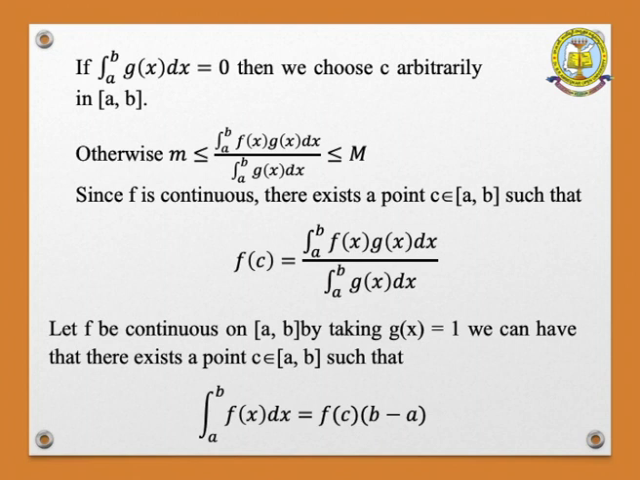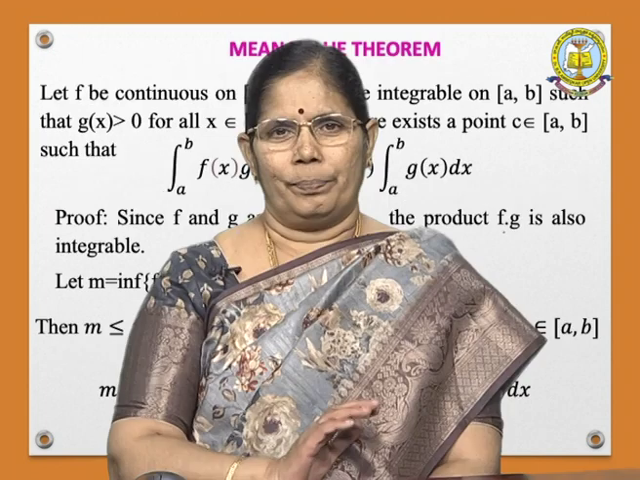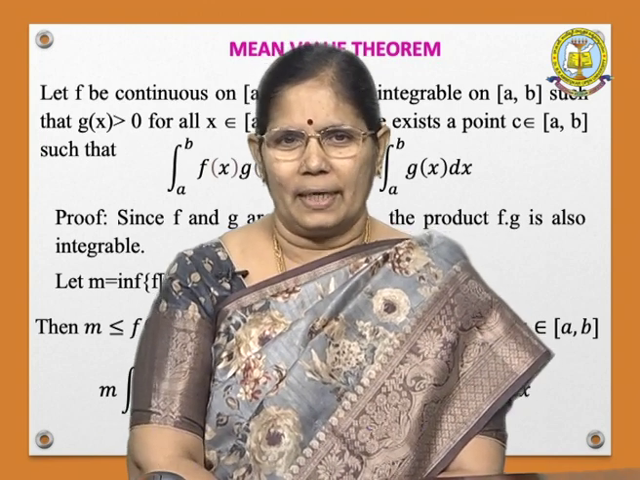So, since f is continuous, there exists a point c belonging to [a, b] such that f of c is equal to the integral a to b of f of x into g of x dx divided by the integral a to b of g of x dx. F is continuous on [a, b], and by taking g of x equal to 1, we can have that there exists c belonging to [a, b] such that the integral a to b of f of x dx is equal to f of c into (b minus a). This is the mean value theorem of integral calculus.